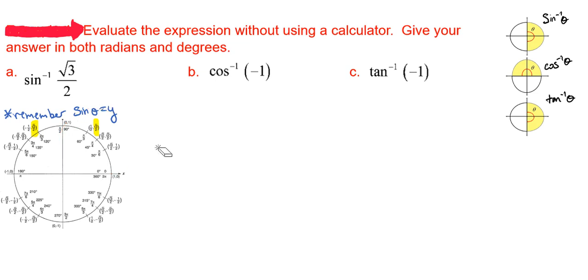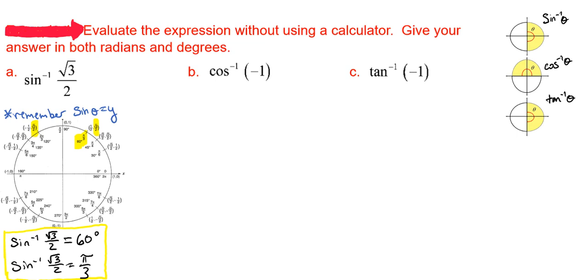And so the only place that works for us is here in this first quadrant. And so we're able to say that the inverse of sine of radical 3 over 2 is at 60 degrees in degrees, and then in radians we would say pi over 3. And that would be our solution.